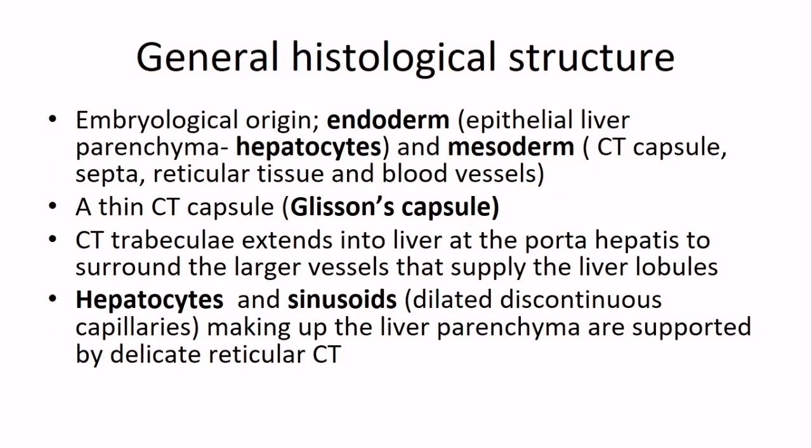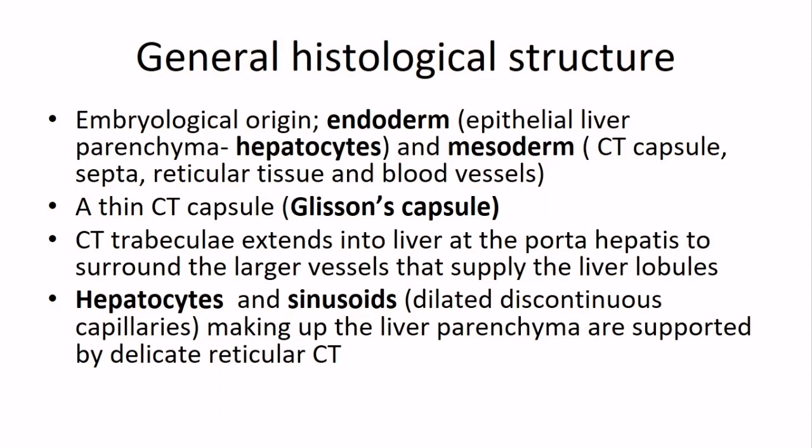So, for the general histological structure, we have our liver. Like any other organ, it has parenchyma and stroma, where the parenchyma is the functional tissue and the stroma is the supportive tissue. The parenchyma of the liver is derived from the endoderm of the gut tube. The hepatocytes are the main cells in the parenchyma of the liver, and these hepatocytes are actually epithelial. Then the stroma of the liver is derived from the mesoderm.